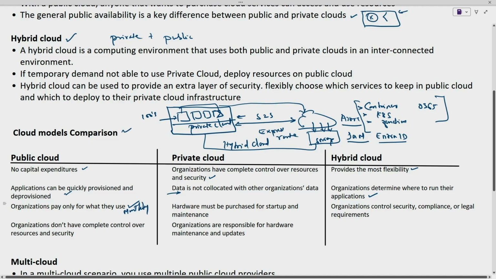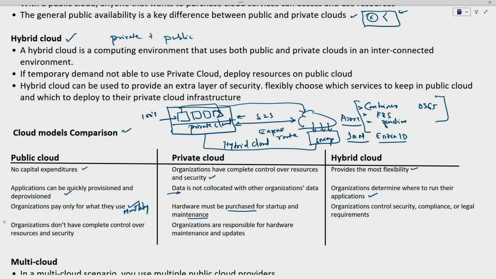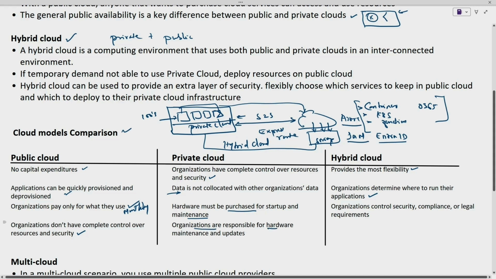In private cloud, we need to purchase the infrastructure-related hardware, and we also need to maintain that hardware as well. When it comes to control over resources and security, in public cloud, the customer doesn't have control over the resources and security. It is a shared responsibility between the cloud service provider and the customer. In private cloud, the organization has full control of their hardware and infrastructure, and they also need to do maintenance and updates for any hardware devices and software.